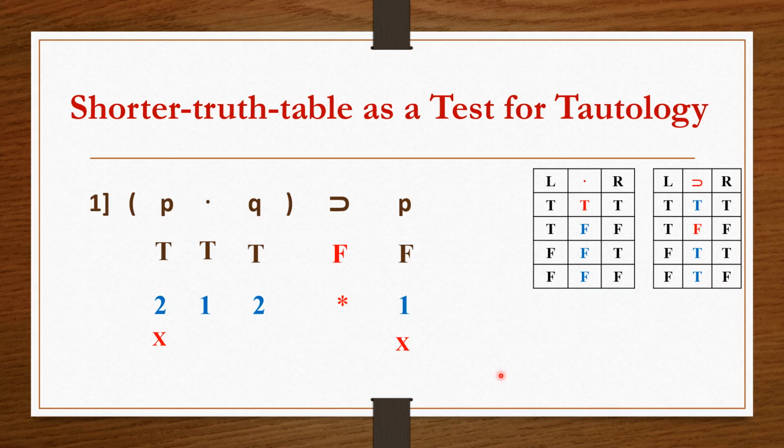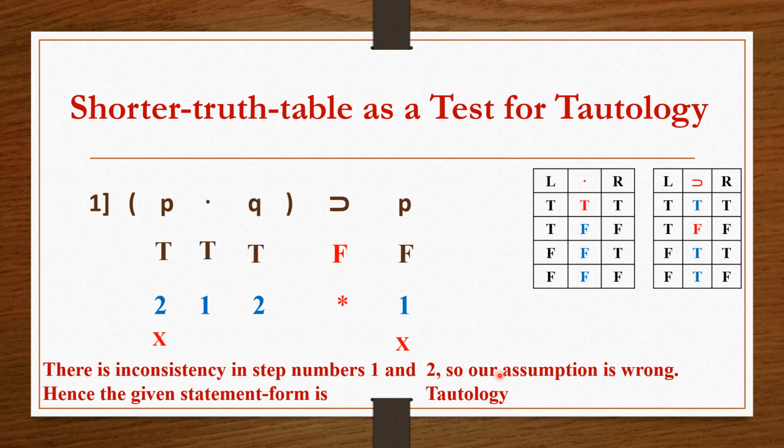Now, since there is inconsistency, our assumption is wrong. That is, it is not F, but it is T. So the given statement form is a tautology.